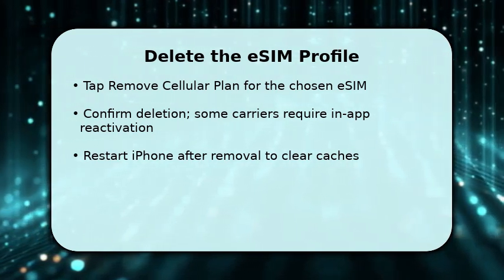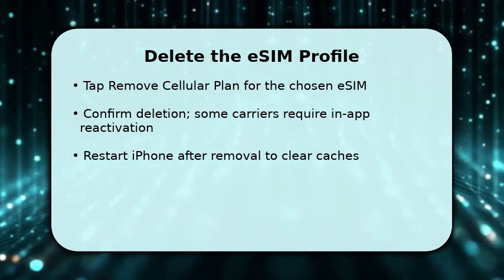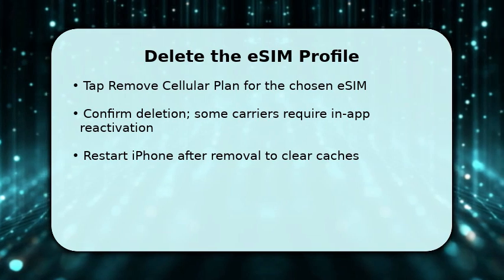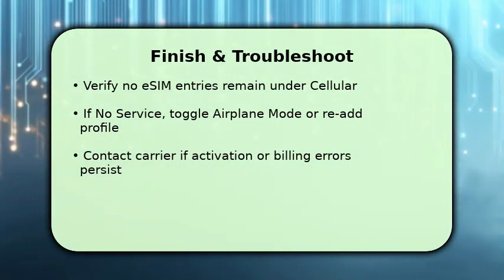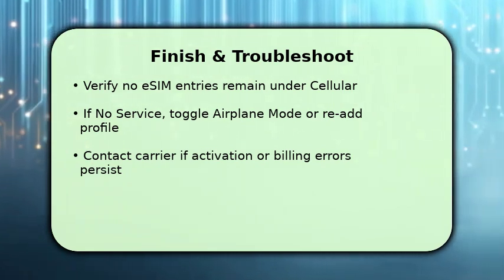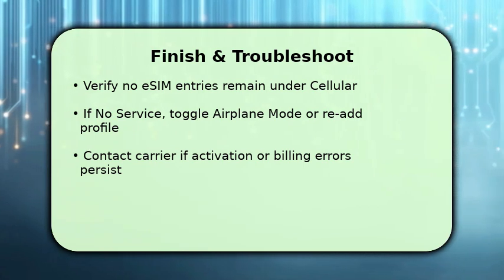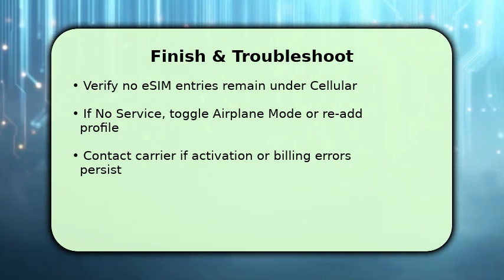After deletion, restart the iPhone to ensure all radio caches are cleared, and verify Cellular shows the correct remaining lines. Finish by checking Settings, Cellular to confirm the eSIM is gone and your active lines look correct. If you see no service, toggle airplane mode off and on, or restart again. These quick resets refresh network registration.